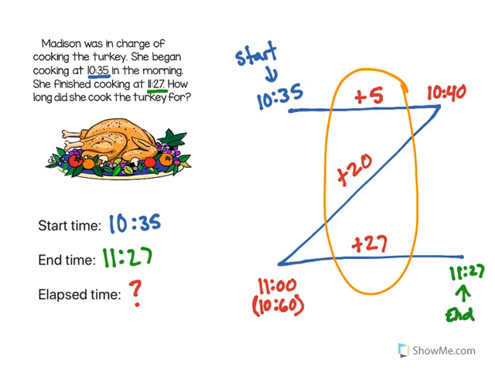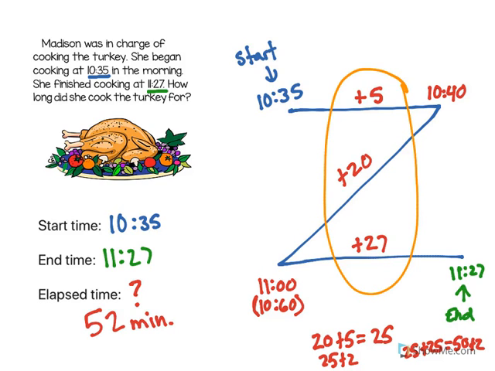So we could say that 20 plus 5 equals 25. And then I know that 27 could be written as 25 plus 2. So I can do 25 plus 25 equals 50, plus 2 equals 52 minutes. And that's my answer for the elapsed time. So let's do this again.